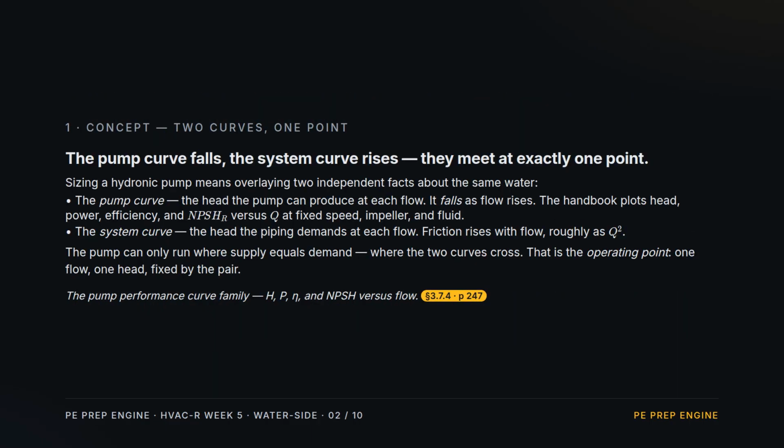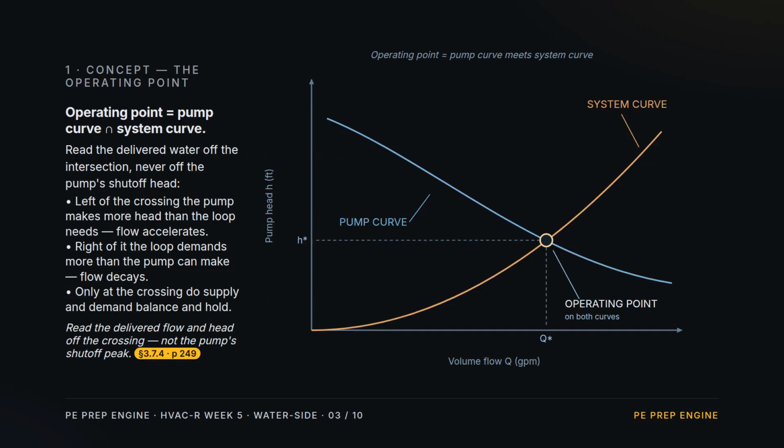Concept 1. 2 curves, 1 point. Sizing a hydronic pump overlays 2 facts about the same water. The pump curve is the head the pump can produce, and it falls as flow rises. The handbook plots head, power, efficiency, and NPSH against flow. The system curve is the head the piping demands, and it rises with flow, roughly as flow squared. The pump can only run where those meet. 1 flow, 1 head.